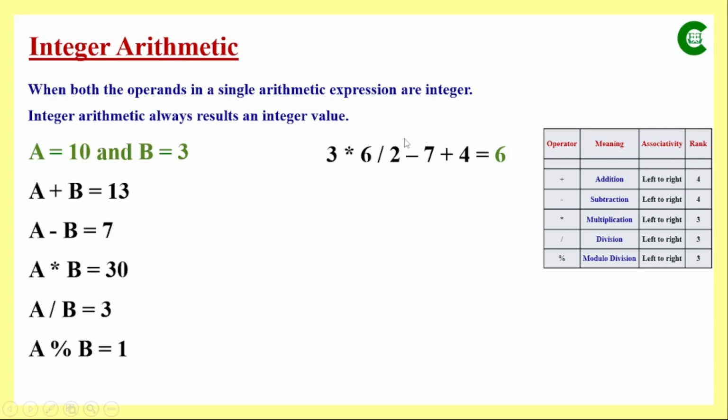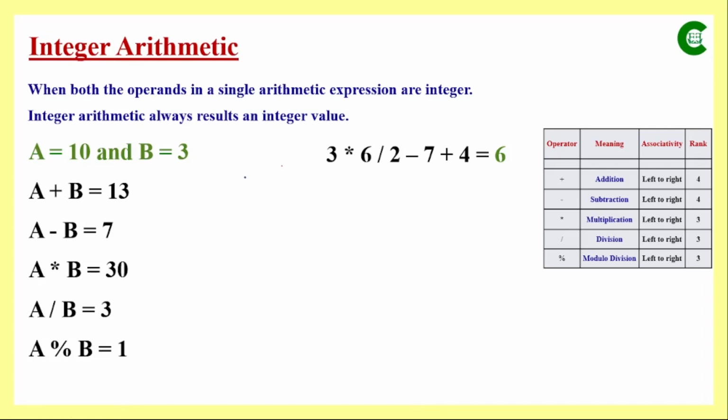Now we will go back to this expression. So here we have all these 4 operators. If we look at this table, we have multiplication and division, which have lower rank value. That means they have a higher precedence or higher priority. So multiplication and division will be performed before addition and subtraction. Then among multiplication and division, multiplication we get first, so that will be executed first, and then it will be followed by division.